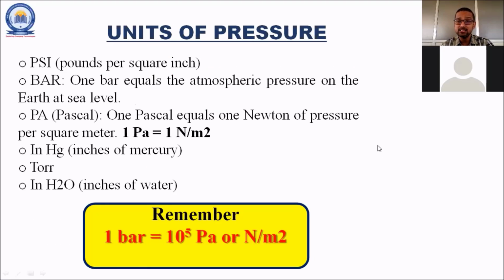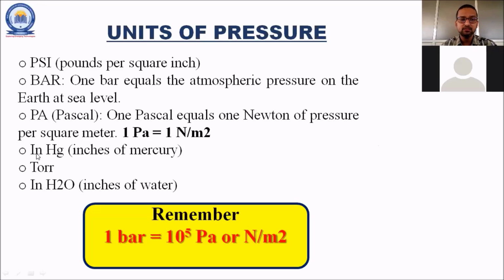Proceeding further with the discussion of pressure, the next point is the units of pressure. There are several units of pressure. The first unit is PSI, pounds per square inch. The next unit is bar. So 1 bar equals the atmospheric pressure on the earth at sea level. The next important unit is Pascal, and 1 Pascal equals 1 Newton per meter square. Remember this point, or you can also note down this point.